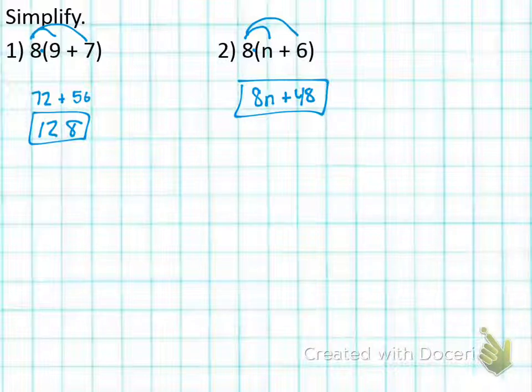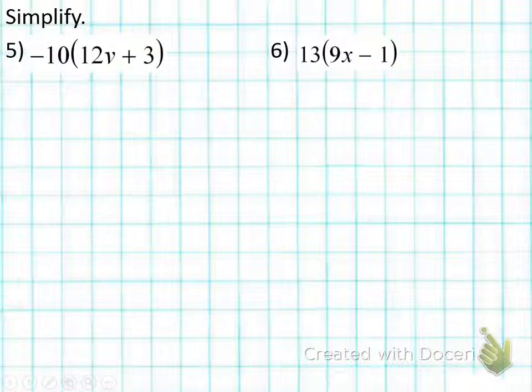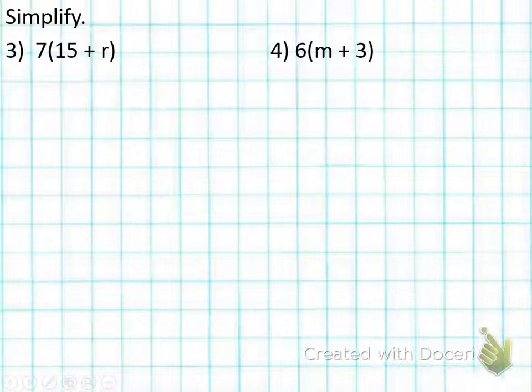Any questions? Okay, turn to your neighbor. Person 1 tell person 2 about number 1. Person 2 tell person 1 about number 2. Ready, set, go. Number 3, let's do this one together, okay? So 7, open parentheses, 15 plus r. What's in between the 7 and the parentheses, everyone? Multiplication. So we got 7 times 15. So 7 times 15 is 105.